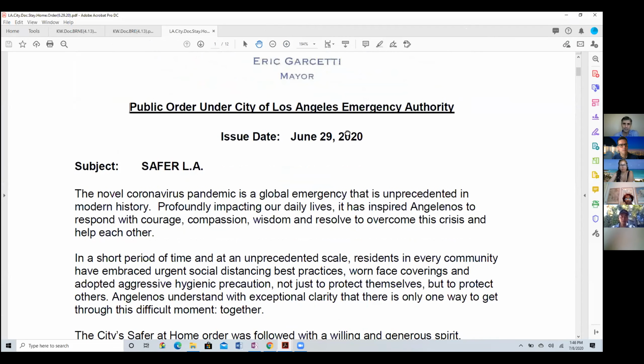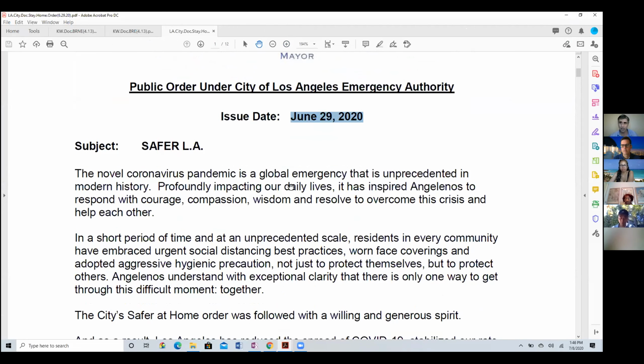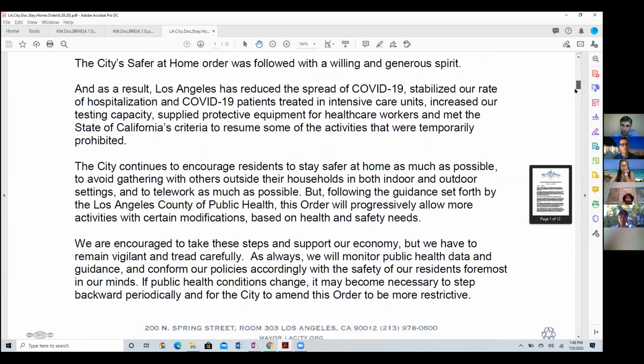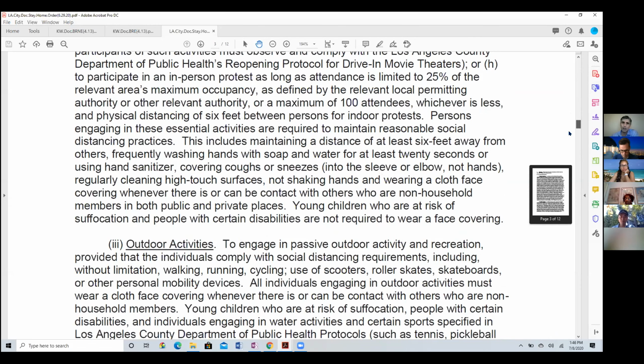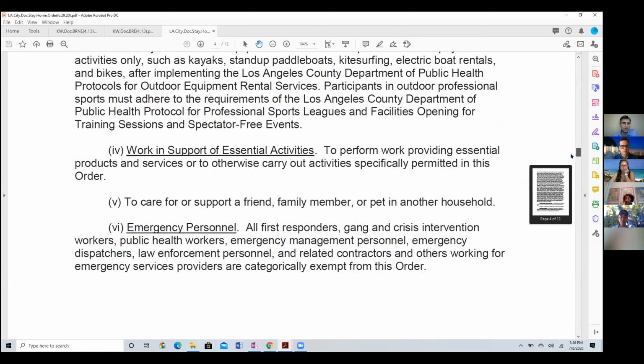And as I said, this is the order that was updated June 29th. I haven't checked to see if there's a new one. The way the world is going right now, I wouldn't be surprised if we get new orders in the next few days or weeks. But this order has been revised several times. Now, we talked about city and local orders, and we're the city of LA, and we're squarely within the compass of this city of LA order.